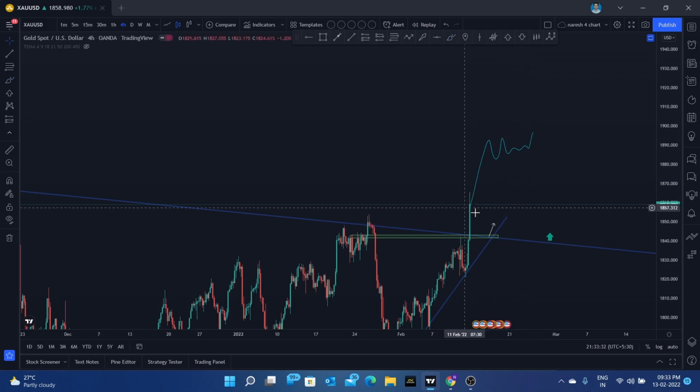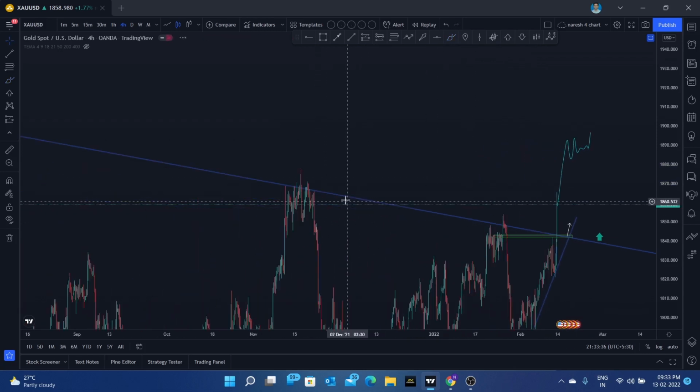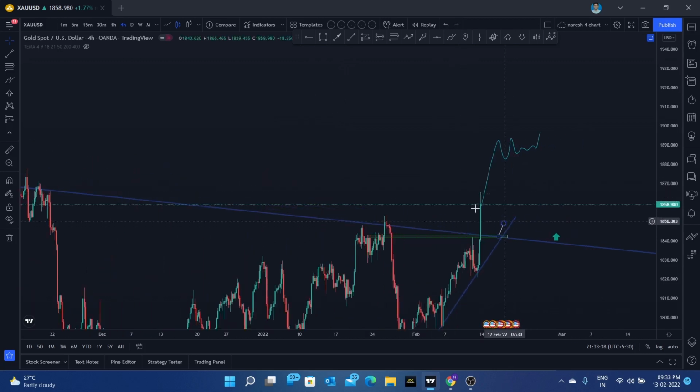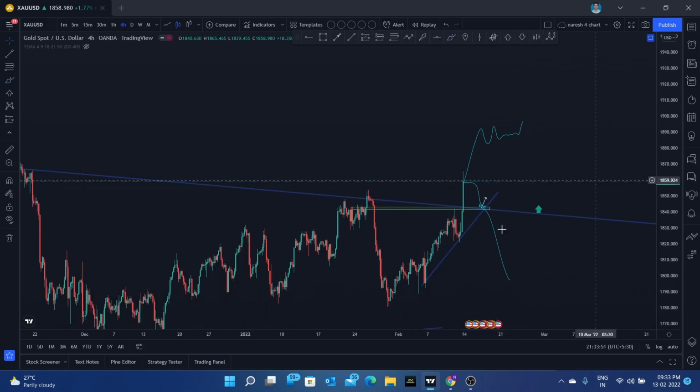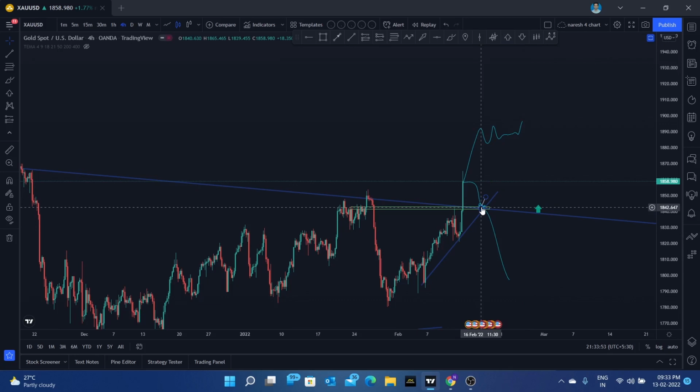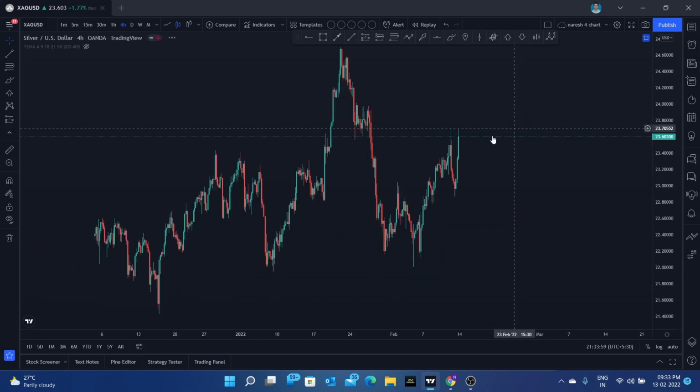guys. Don't go long right away in this, because even though it has already broken this trend line and this pattern, it can become a false breakout as well, guys. We can come to this area, and if it is not holding this area, it can go down as well. So I'm expecting long entries only if it is coming to this area, making a small pullback, and holding this area. Then I can go for long entries in gold, guys. So that would be for gold.